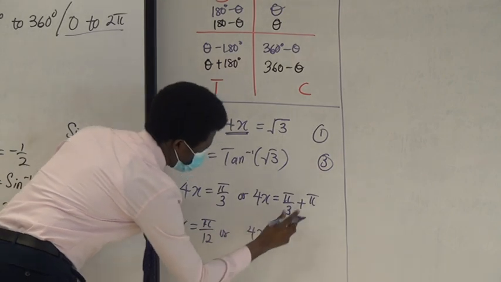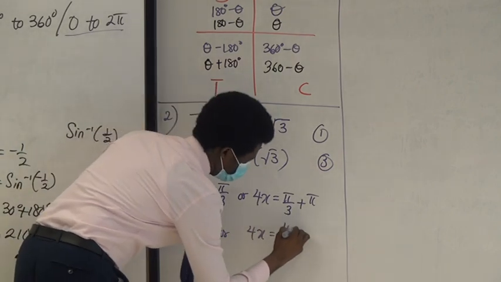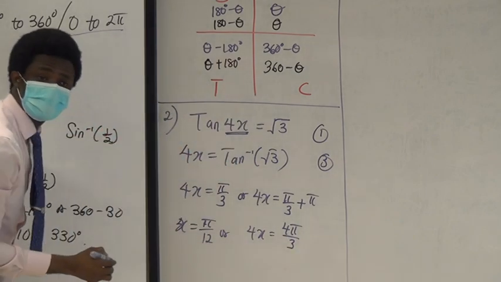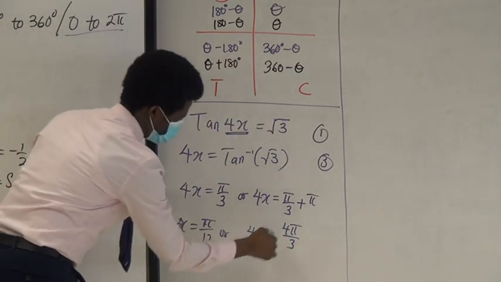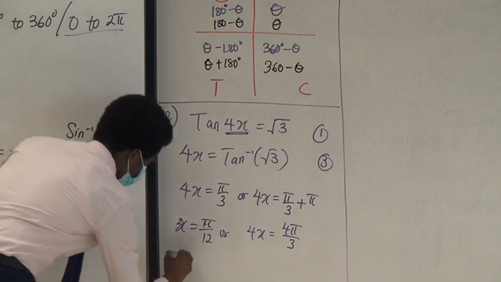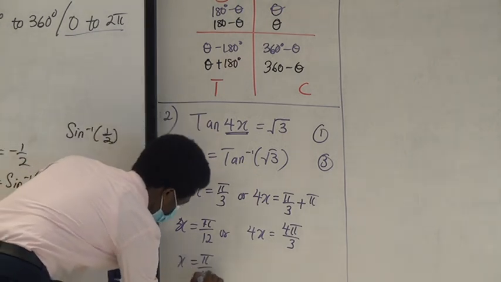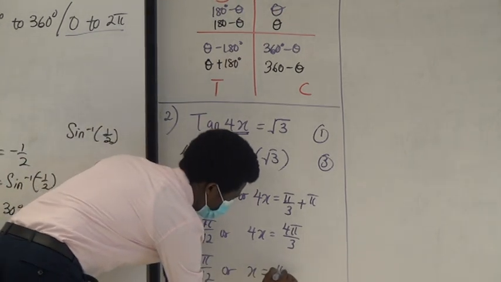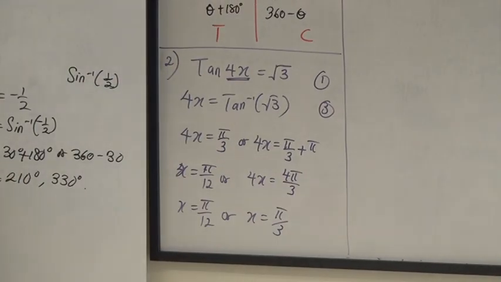Here I simplify first. I get 4 pi over 3, right? And now I can do that. So I get x is equal to pi over 12, or x is equal to pi over 3. Or you can do it any way you want, as long as you get it simplified.